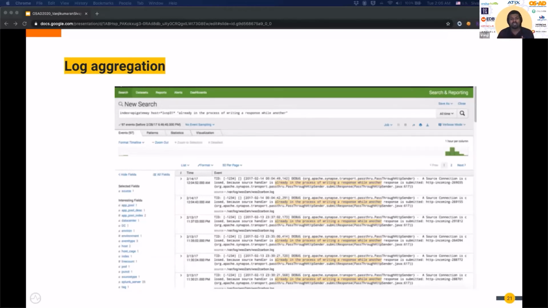One example is Splunk, another is Sumo Logic, Elastic, Graylog. They play a really important role in the log aggregation market.